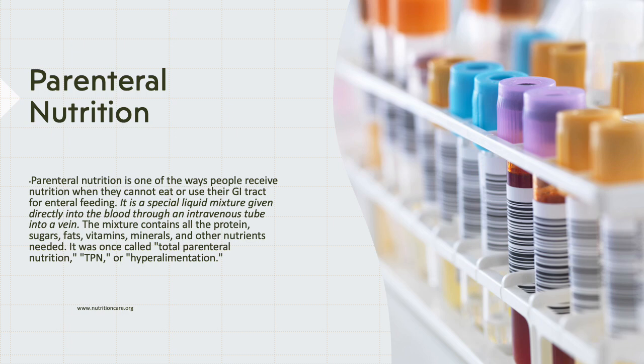Parenteral nutrition is one of the ways that people receive nutrition when they cannot eat or use their GI tract for enteral feeding. It is a special liquid mixture that is given directly into the blood through an intravenous tube into a vein. The mixture contains all the protein, sugars, fats, vitamins, minerals, and other nutrients that are needed. It was once called total parenteral nutrition, TPN, or hyperalimentation. This definition also comes from nutritioncare.org.